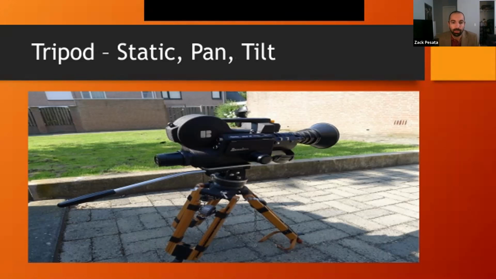Okay. This is a tripod. So this is one of the rigs that are used to stabilize a camera. This is often used for static camera work, but you can also loosen the head of the tripod, which is this right here, to pull off pans and tilts. So you're in one position, but now you can use the camera to scan.